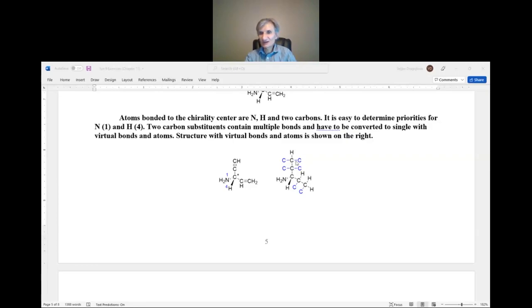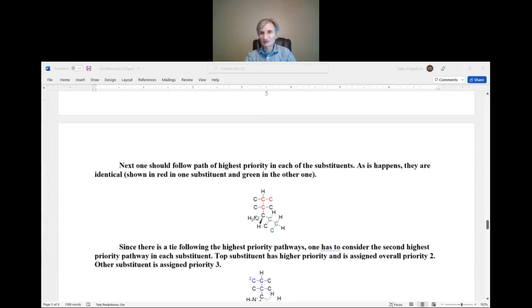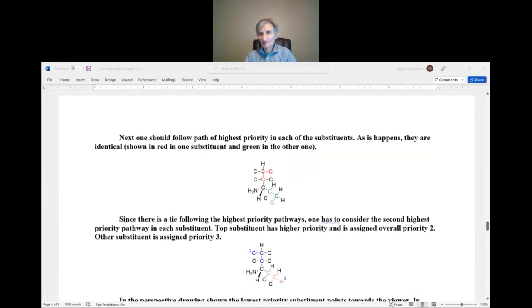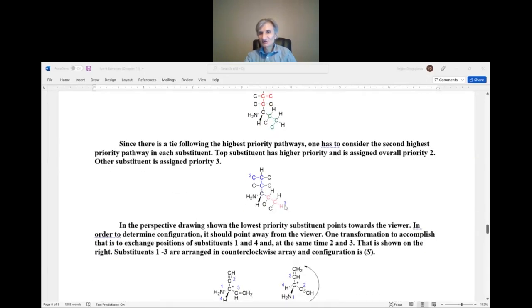So in this case, if this was path of highest priority, carbon, carbon, carbon, path of second highest priority is going to be again carbon, carbon, the other carbon. So this third. But here it's going to be carbon, carbon. We already took this carbon, it was used in the first path. It's going to be hydrogen. So virtual carbon versus hydrogen. Carbon has higher priority. So this entire substituent, triple bond, has higher priority. And that's shown here. So you see path of highest priority in red versus green. Tie. Second highest priority in blue versus purple. And now you can see top substituent, what used to be triple bond, higher priority.